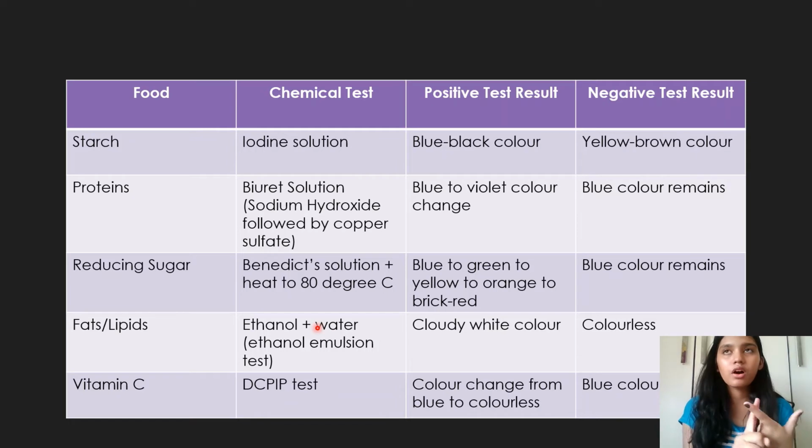Then you have the first initial experiment given in your ATP paper as a question. You will have questions based on that. You will be asked how to carry out a test. You will be asked how to safely carry out a test, and you will be asked the positive test results. Negative test results I've not really seen, but you obviously have to know it. It's part of your syllabus.